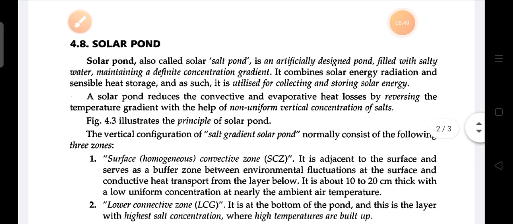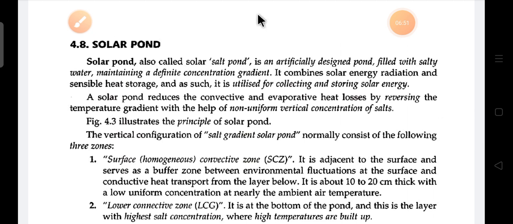Next we see what a solar pond is. A solar pond, also called a salt pond, is an artificially designed pond filled with salty water maintaining a definite concentration gradient. It combines solar radiation and sensible heat storage, and as such it is utilized for collecting and storing solar energy.